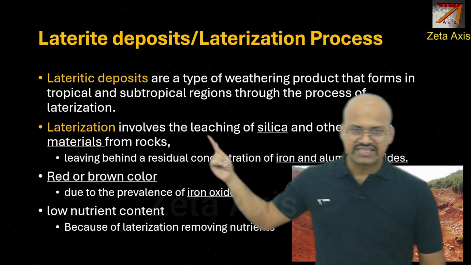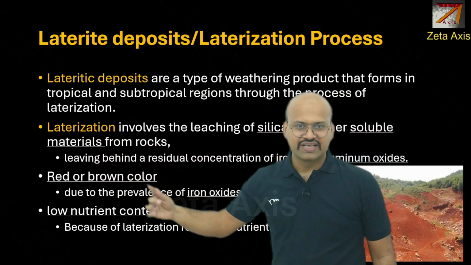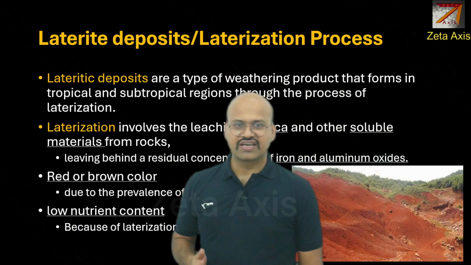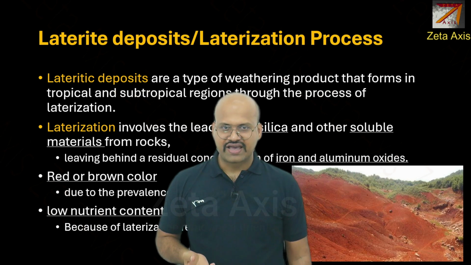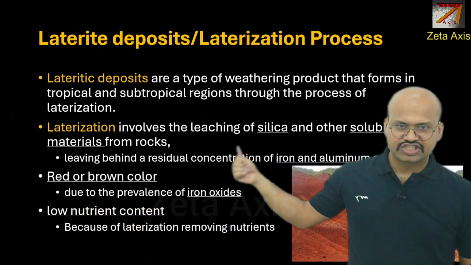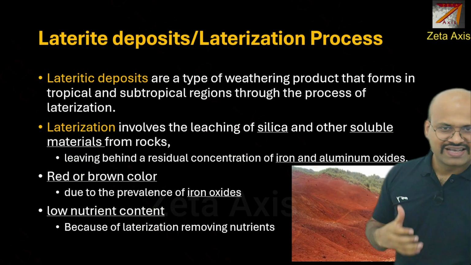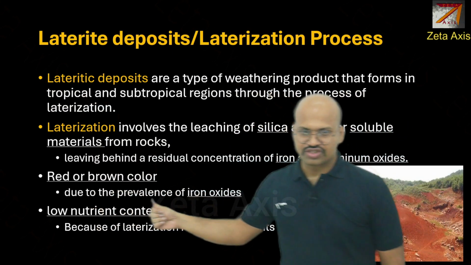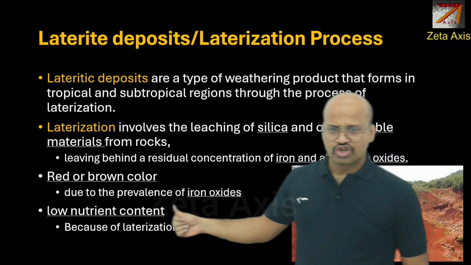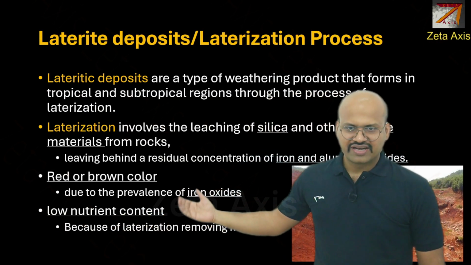Laterization involves leaching of silica and other soluble materials from the rock. We have seen that silica, that is SiO2, as well as other elements like sodium and potassium, get dissolved in water and are removed, leaving behind a residual concentration of iron and aluminum oxides. Because of this, we see bauxite ore is generally found in laterite soil. The color, red or brown, is due to the presence of iron oxides. And it has low nutrient content because most of the nutrients are removed by the laterization process which we saw in the previous slide.